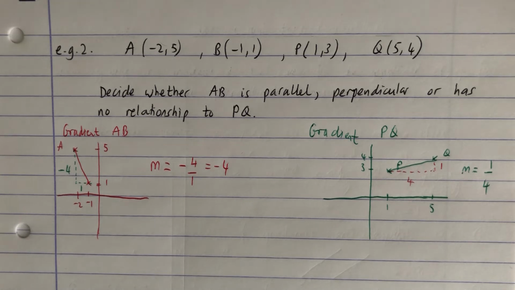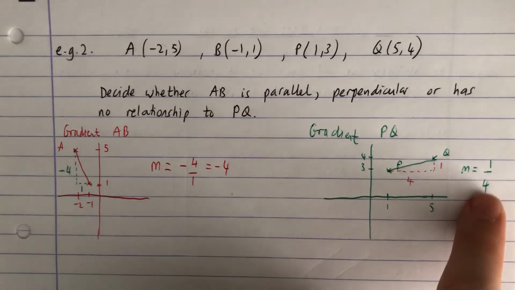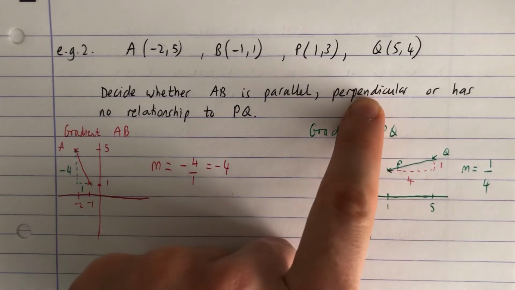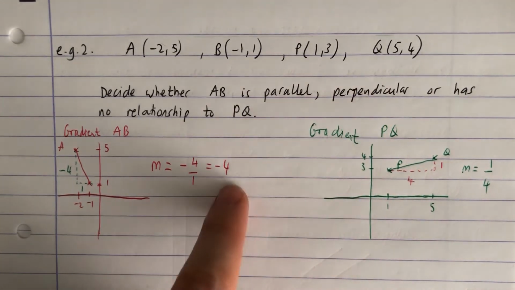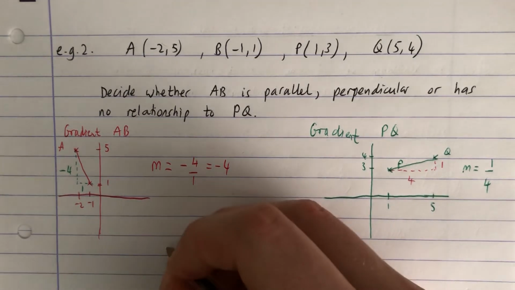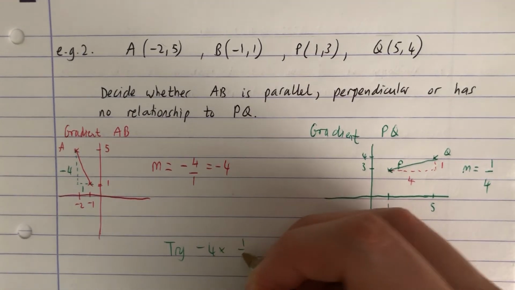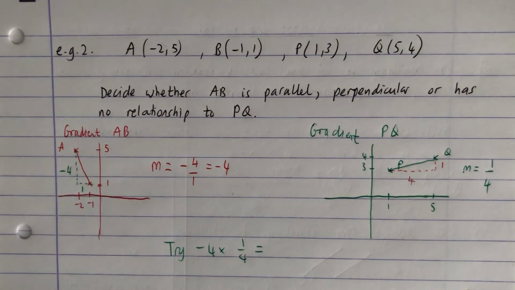And now there's enough information to decide whether it's parallel, perpendicular, or has no relationship to PQ. So parallel means gradients are equal to each other. -4 is definitely not equal to 1/4. Perpendicular is if I times these together, the answer would be -1. Let's see what happens. So let's try -4 times 1/4. See what that answer is.